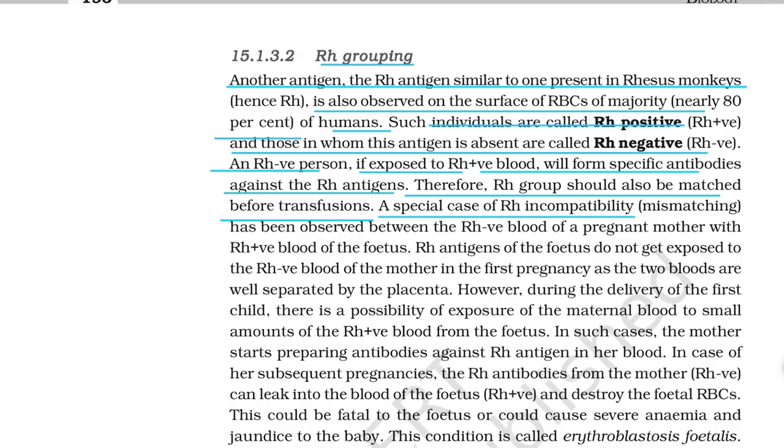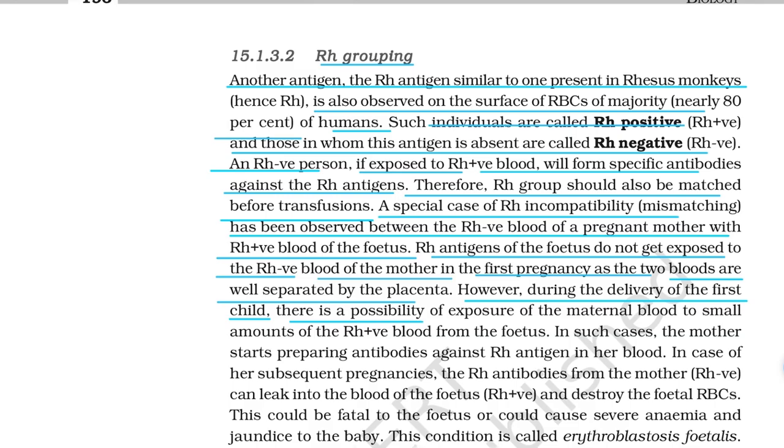A special case of RH incompatibility has been observed between the RH negative blood of a pregnant mother and the RH positive blood of the fetus. RH antigens of the fetus do not get exposed to the RH negative blood of the mother in the first pregnancy, as the two bloods are well separated by the placenta. However, during the delivery of the first child, there is a possibility of exposure of the maternal blood to small amounts of RH positive blood from the fetus. In such cases, the mother starts preparing antibodies against the RH antigen in her blood.